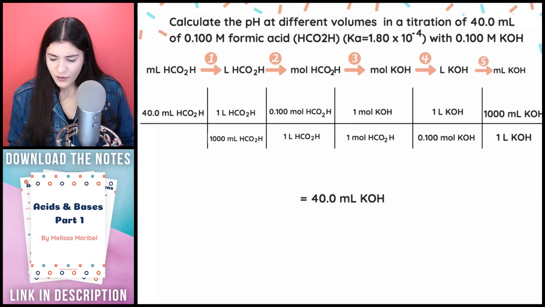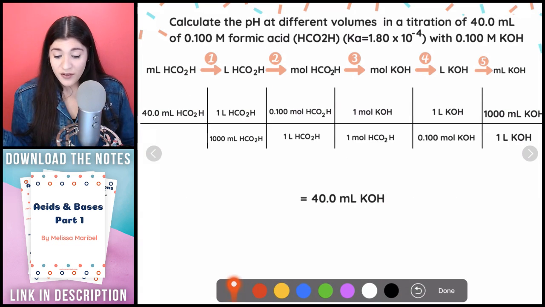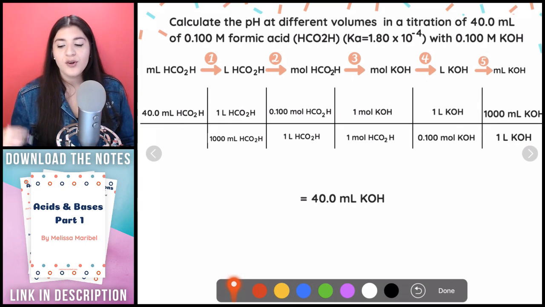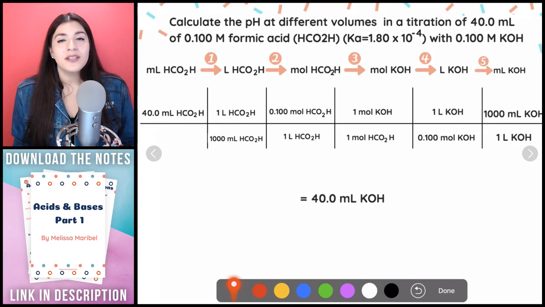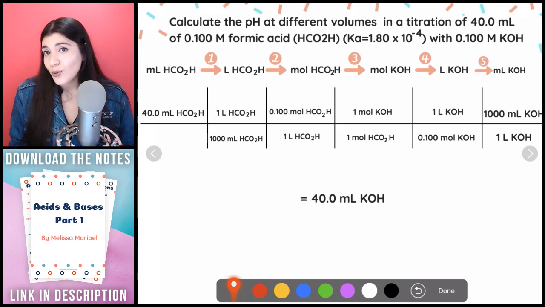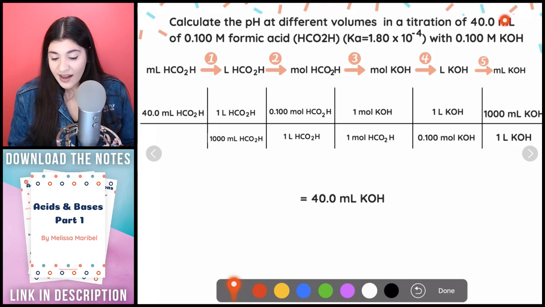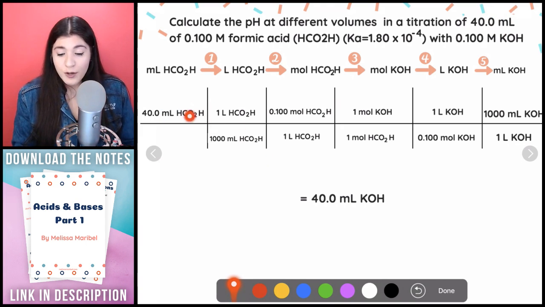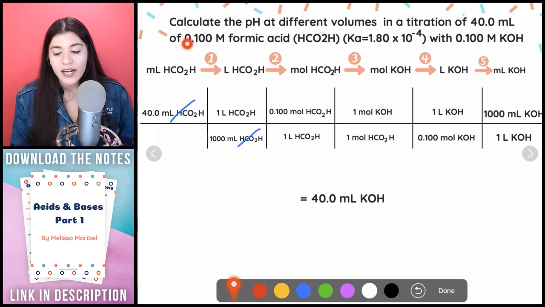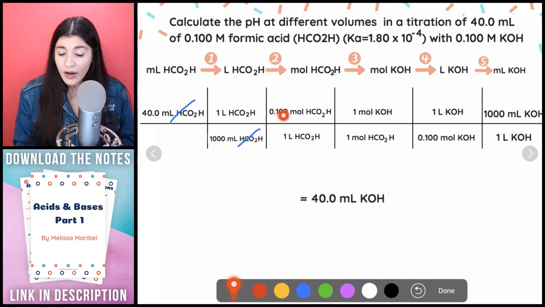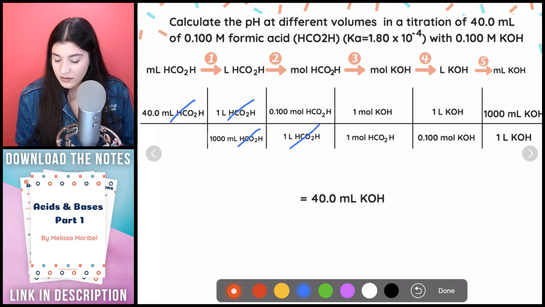All right, so I set it up already for you guys. I'll explain where I got all these numbers and how to do all this. This is, once again, the same sort of process we did before to figure out our equivalence point. We were given 40 milliliters of our formic acid. Across from each other, we place our milliliters, so that's going to cancel. Next, we're at liters of formic acid. Now I have to use the molarity that was given: 0.1 moles of formic acid per every 1 liter. So that's going to cancel.